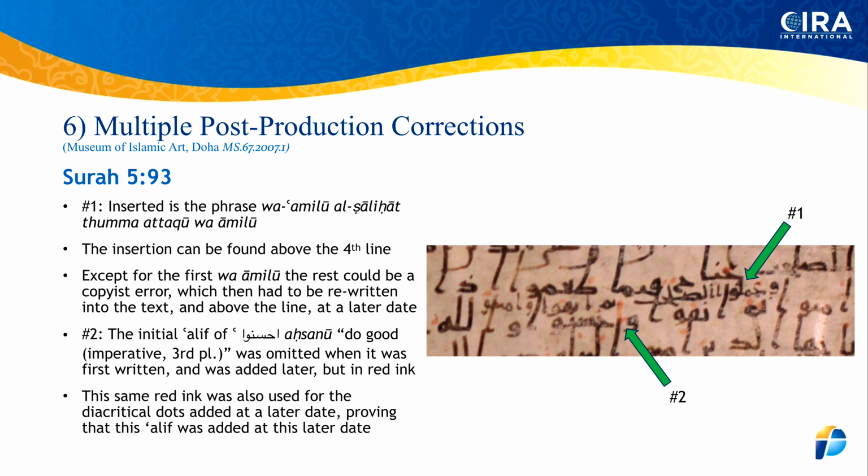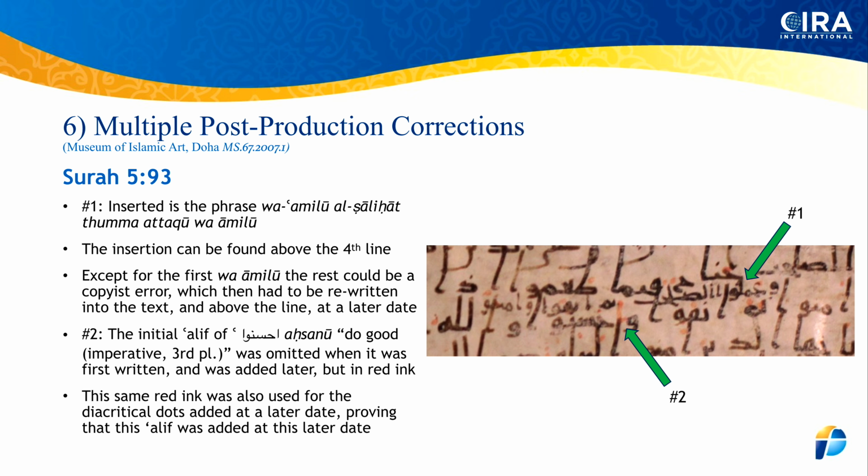Let's now move right into example number 6, correction number 6, and let's put that up so people can see it. Here is what we call a multiple post-production correction. There are a number of different post-production corrections, and when we say post-production, that means they are done after the original is written. These corrections have been added to it. We're looking at the Museum of Islamic Art, Doha, again, like the previous one in the Middle East. This is Surah 5, ayah 93.